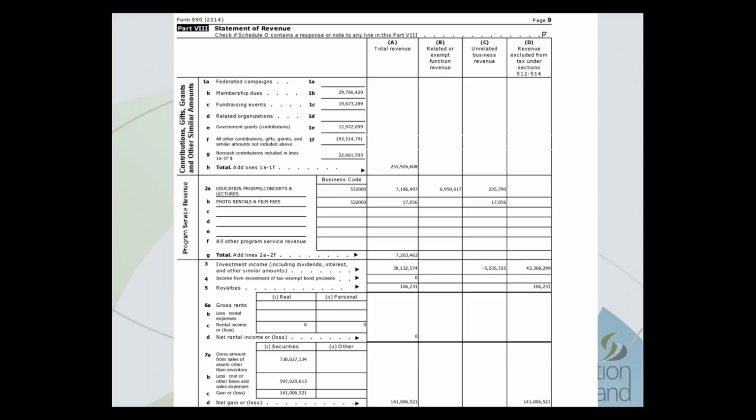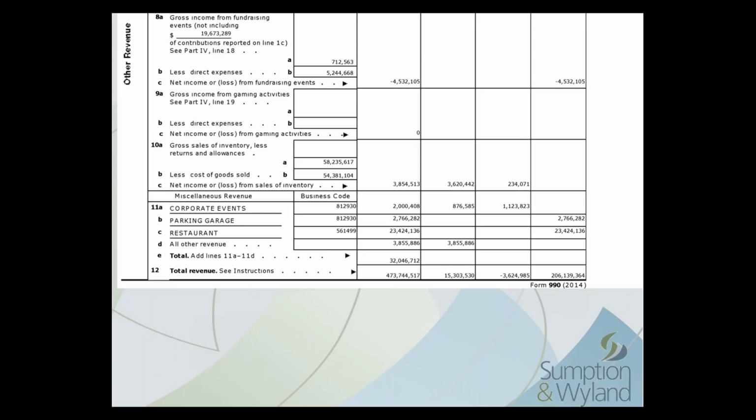If we go down to the bottom half on the next slide, we talked about that 19.6 in fundraising income. Well, it's a little bit different than that. We're talking about gross income from fundraising, not including 19.6 million in contributions. So their actual gross income, according to the IRS, is only $700,000, but they had direct expenses of 5.2 million. So according to the IRS, they lost $4.5 million on fundraising events during this one year, which is 2014.